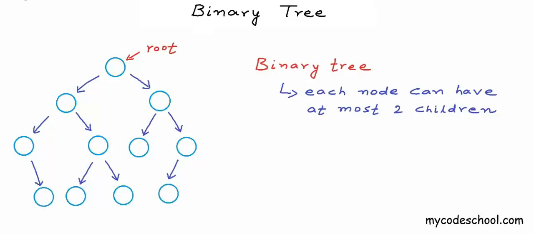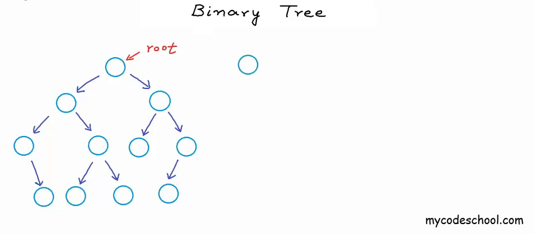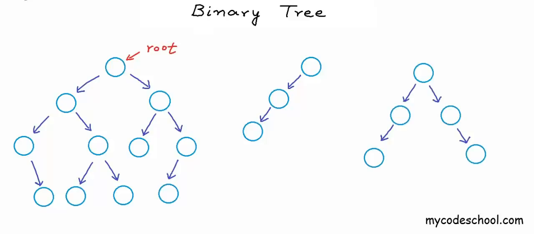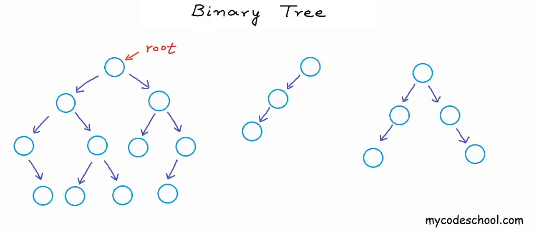Based on properties, we classify binary trees into different types. I'll draw some more binary trees here. If a tree has just one node, then also it's a binary tree. This structure is also a binary tree. This is also a binary tree. Remember, the only condition is that a node cannot have more than 2 children.